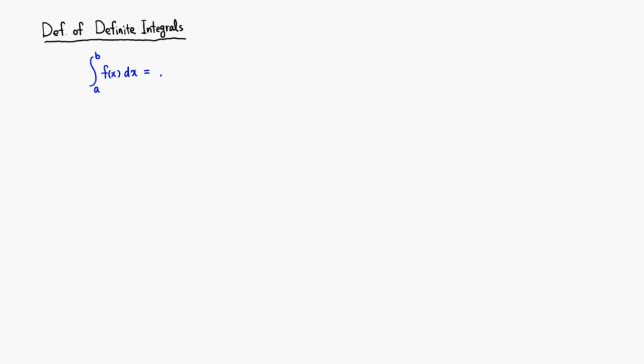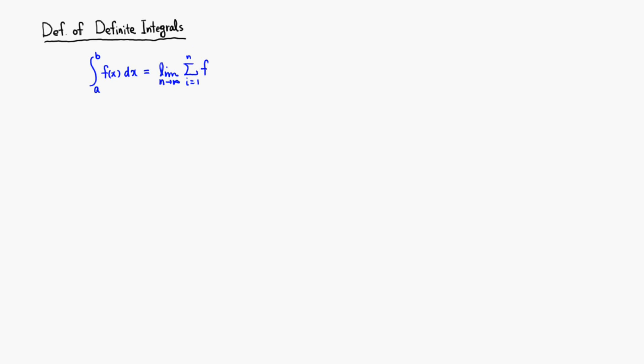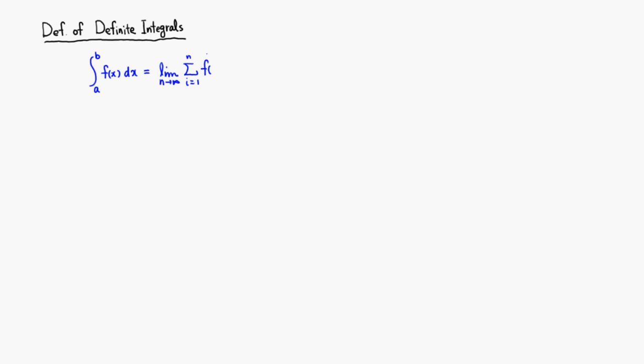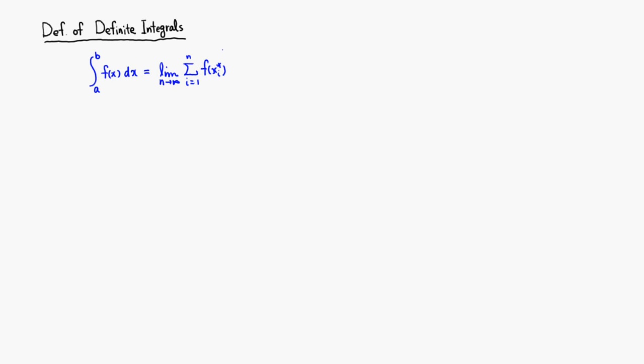So it's going to be a limit as n approaches infinity of a summation, i goes from 1 to n. We can actually use left endpoint, right endpoint, or midpoint, or actually any point in between. So you use xi star, a sample point on the interval from xi minus 1 to xi, times delta x.